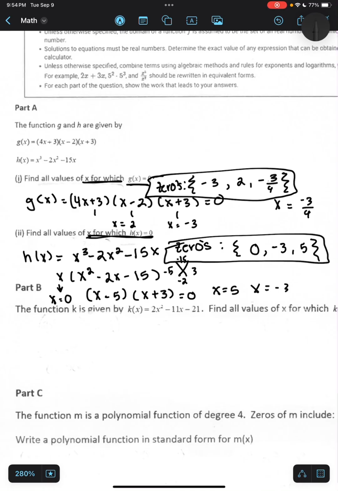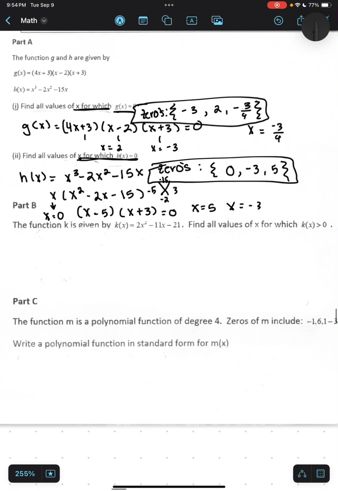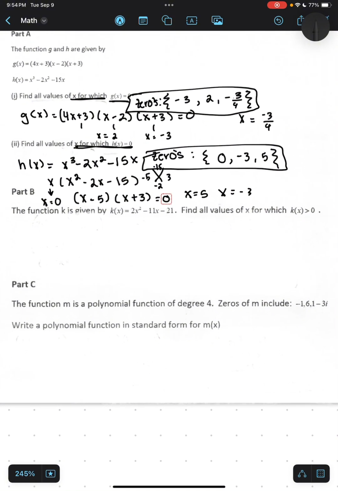Okay, so now moving on to part B. The function k is given by 2x squared minus 11x minus 21. Find all values of x for which the function is greater than 0, which means we want the positive. So what we first have to do is find the zeros. Now this might look scary and all, but it's okay.